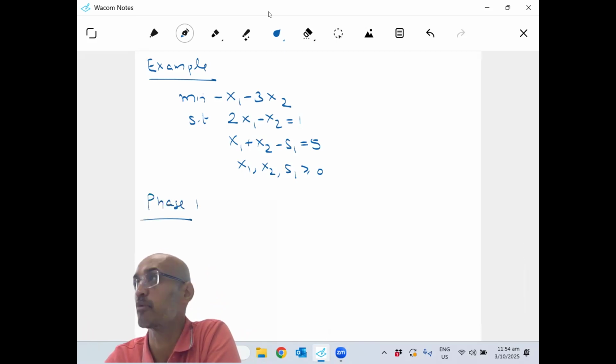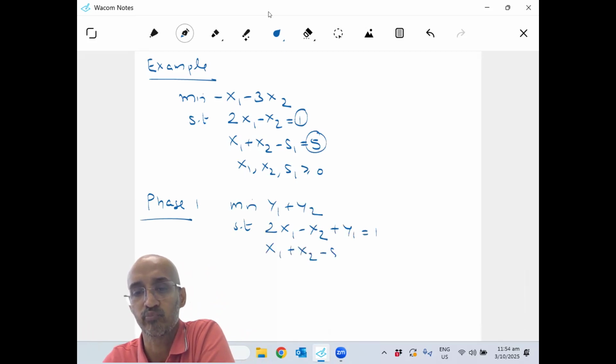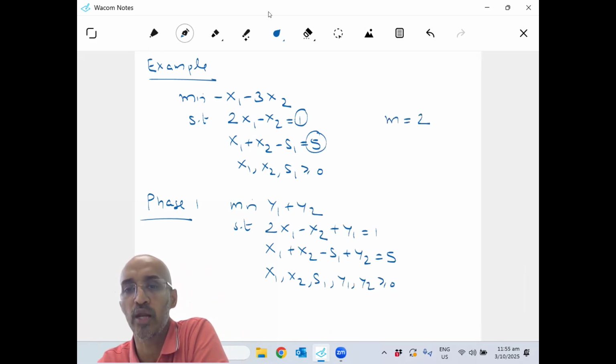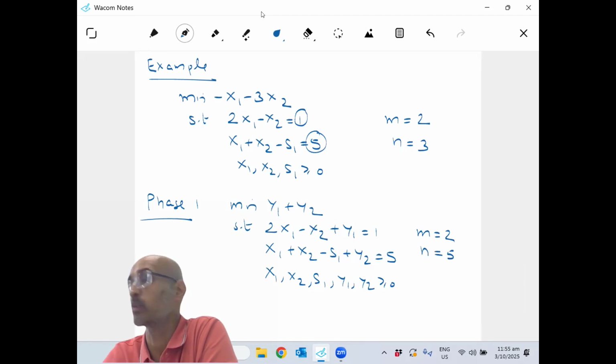Add auxiliary variables. So it's going to solve the following problem. Minimize y1 plus y2. My right hand side are positive. 2x1 minus x2 plus y1 equal to 1, and the second constraint equal to 5. And I've got now x1, x2, s1, y1, y2 non-negative. So here my problem had two equality constraints, three variables. Here I've got two equality constraints, five variables. Why five? I added two artificial variables, y1, y2.